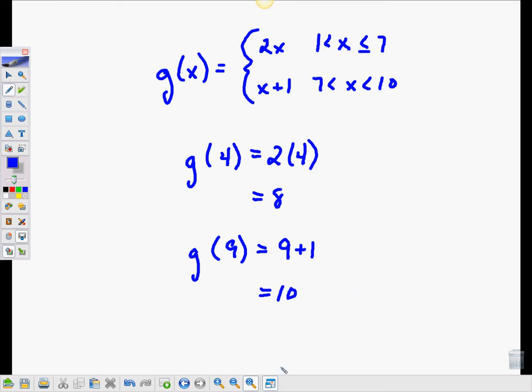I hope that helps to clear things up a little bit or give you a nice introduction to piecewise functions. We'll tackle graphing them a little bit later.